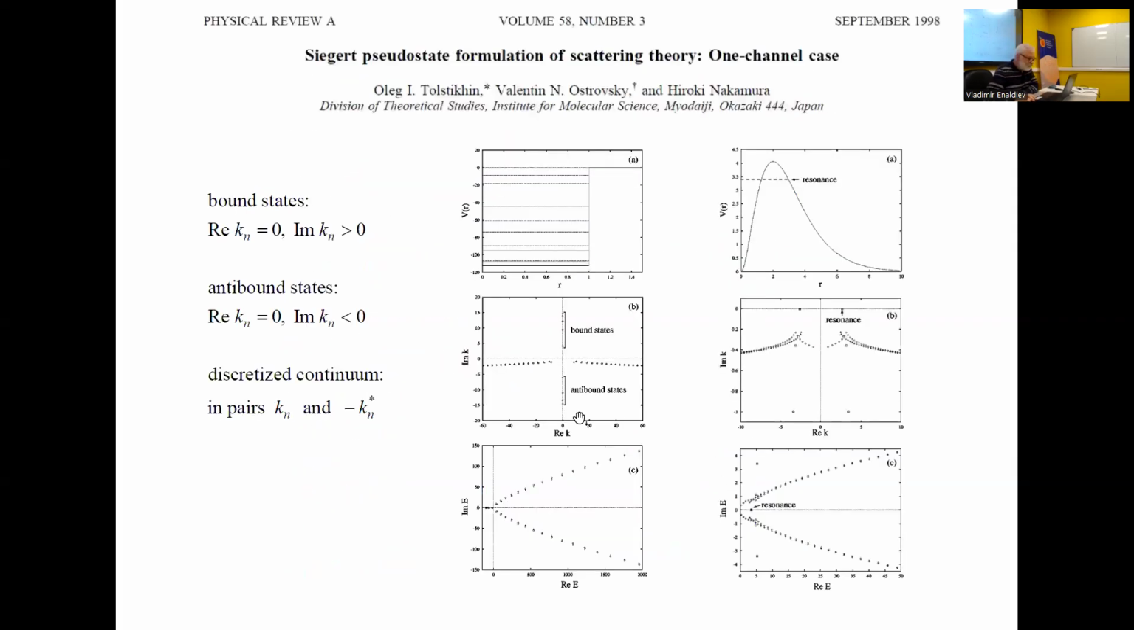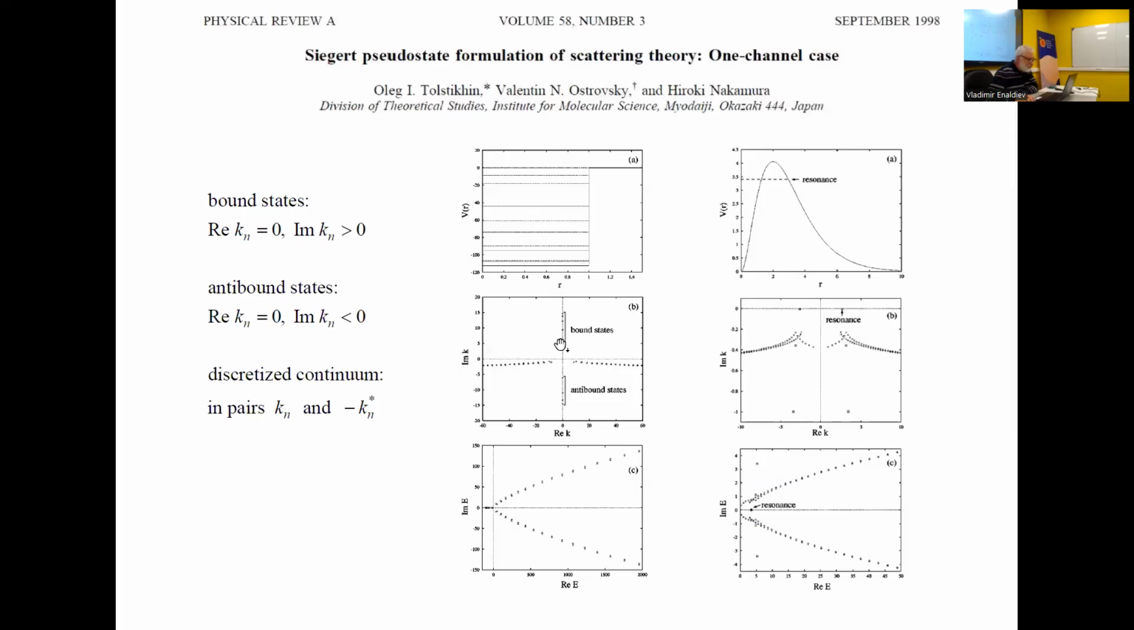So here is a simple example showing how it works. The very basic, simplest potential is just the rectangular potential. Here I'm now discussing a series of 4 papers entitled Siegert pseudo-states formulation of scattering theory, with different extensions. So this is the simplest one-channel case. Here I still consider the same S-wave scattering in a finite range potential. As the simplest finite range potential, I consider the rectangular potential. For this rectangular potential, the set of Siegert pseudo-states is shown here, and here the properties of Siegert eigenvalues are listed.